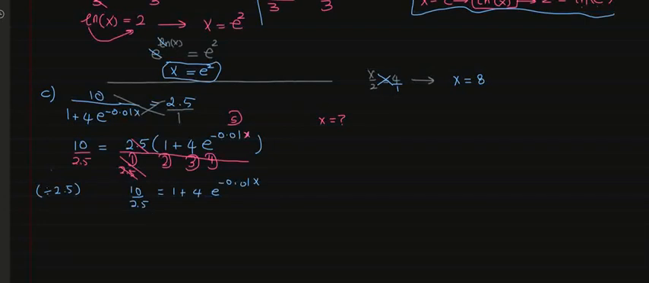What shall we do next? This 2.5 is 5 over 2, so it will be 4. 5 over 2, so it's 20 divided by 5, which is 4. And we have here 1 plus 4 e to the power negative 0.01x. So it's much simpler now. Now we will get rid of the 2. We will move to part 2.